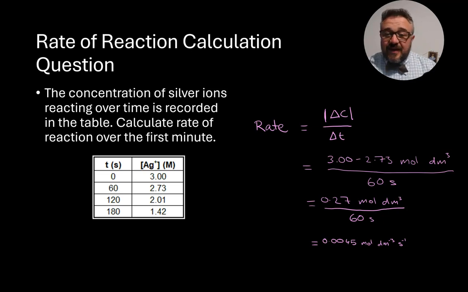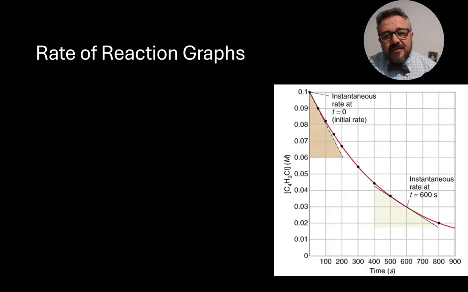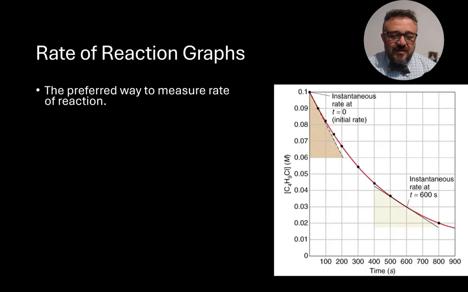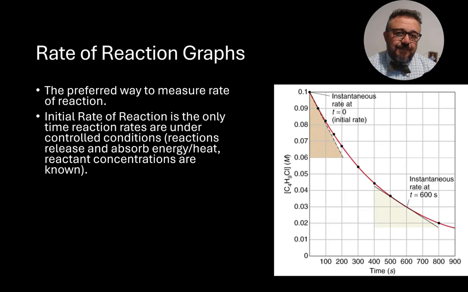All right, so that's how we do it. It's that simple. We just plug the values in, use this equation. Those are our units. Done. Now, this is an average over that 60 seconds because the rate of reaction changes. The preferred way to measure the rate of reaction is to use a tangent. We can do that as the initial rate of reaction, which is our perfect spot to do it. We like that one.